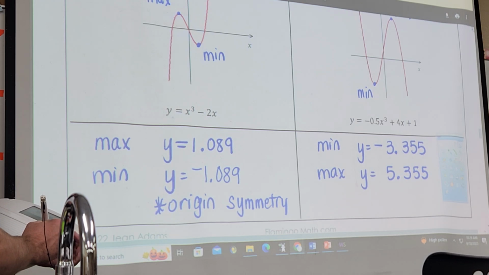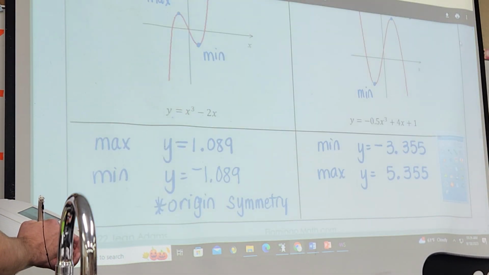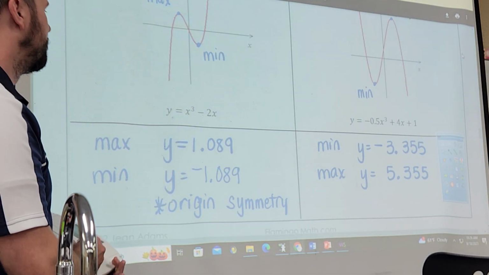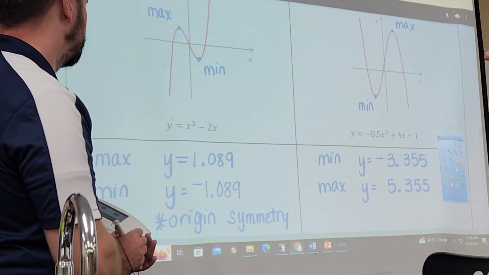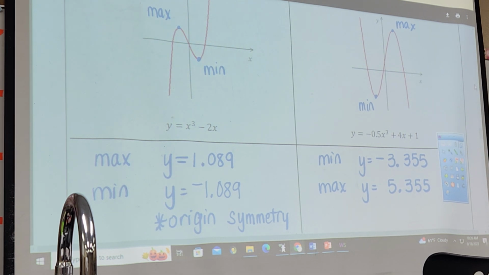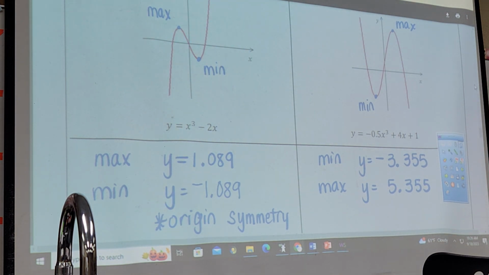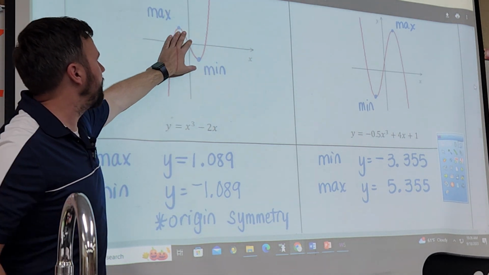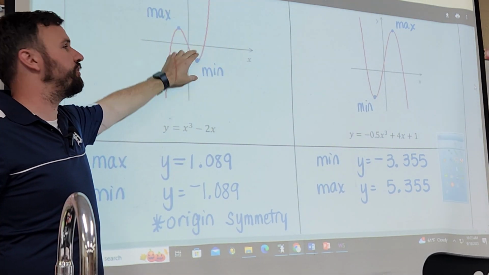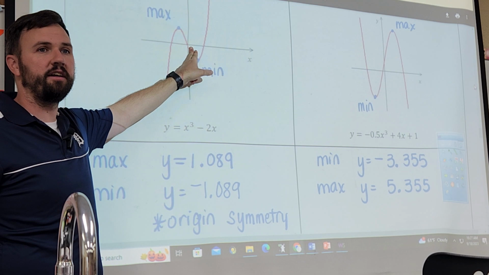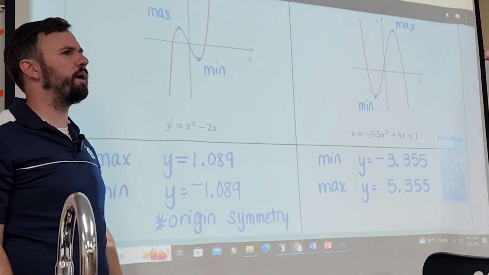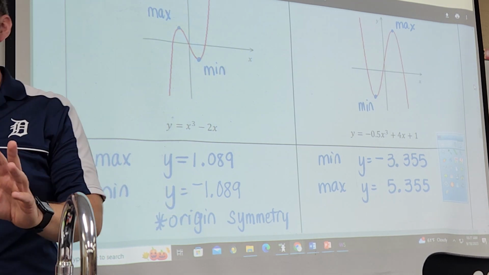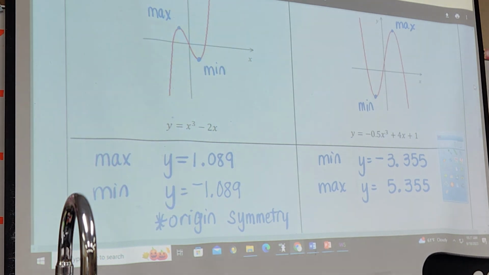We'll actually be proving this. Origin symmetry. Do you guys know what that means? It means if I take this graph and I rotate it 180 degrees with the origin being the center, it's the same graph. You guys might have seen that in Algebra 2.